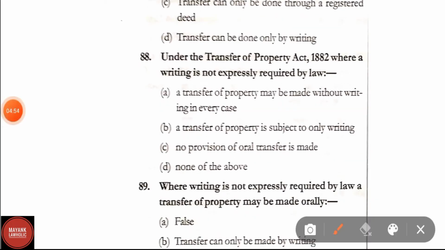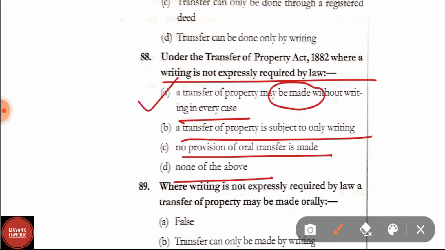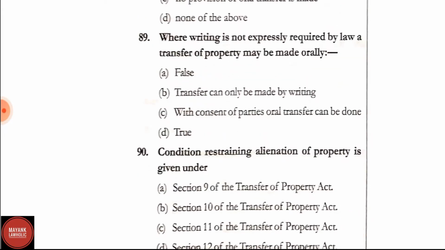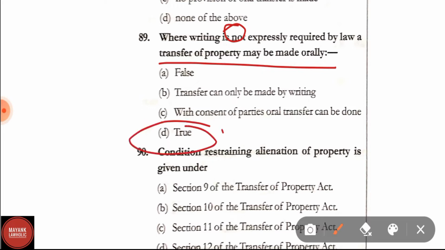Question number 88. Under TPA, where a writing is not expressly required by law, a transfer property may be made without writing in every case. A transfer property is subject to only writing. No provision of oral transfer is made. None of the above. Correct answer is option A, that is a transfer of property may be made without writing in every case. Question number 89. When writing is not expressly required by law, a transfer of property may be made orally. False. Transfer can only be made by writing. With the consent of the parties, oral transfer can be done. True. Here correct answer is option D, that is true.